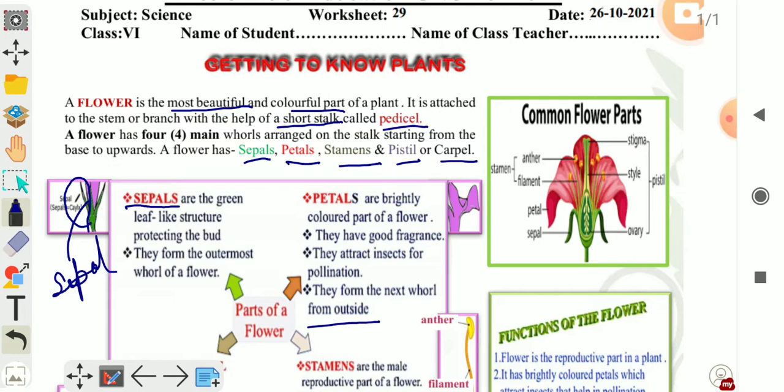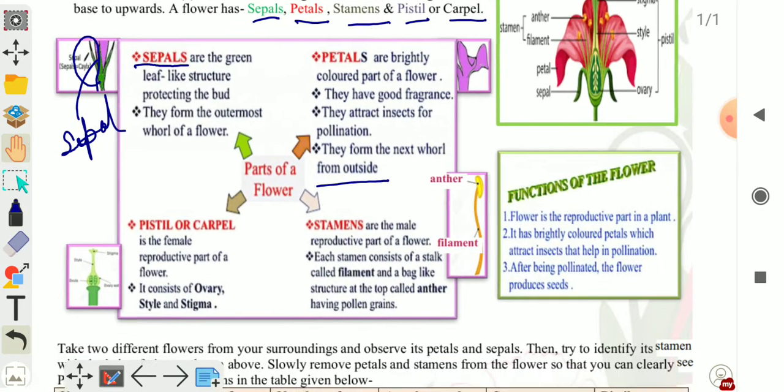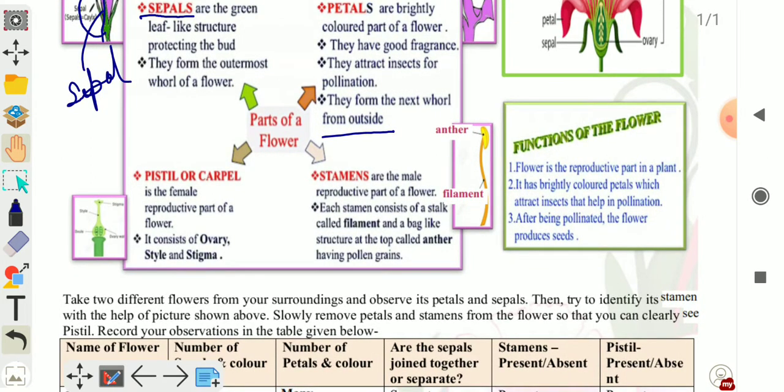Third part is stamen. Stamen का function क्या है और what is stamen? Stamens are the male reproductive part of flower. Stamen क्या होता है बच्चों? Male reproductive part of flower. Each stamen consists of stalk and stalk is called filament and long bag-like structure that is called anther.